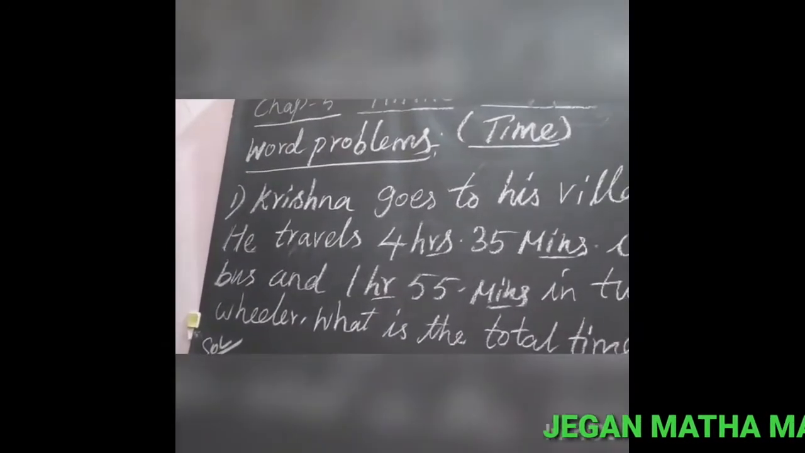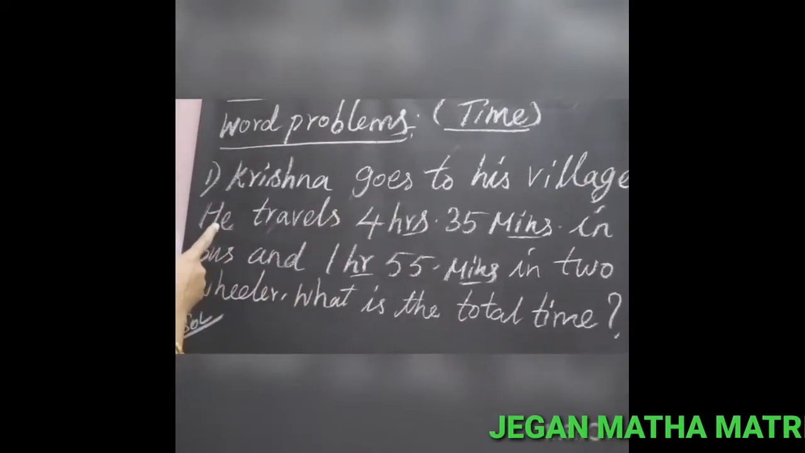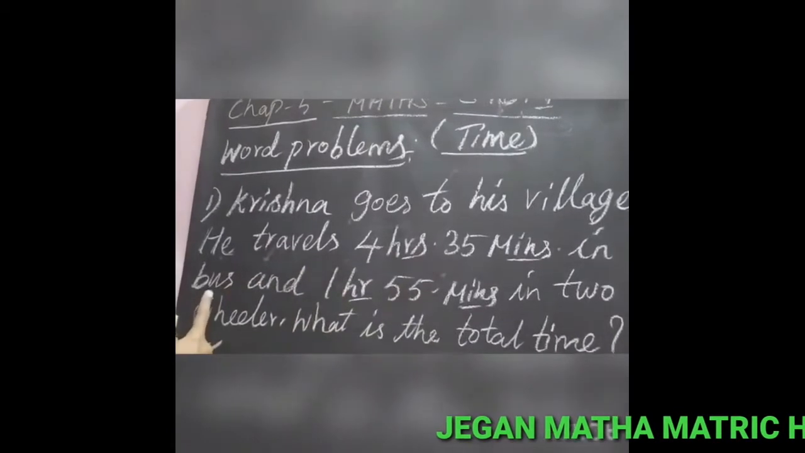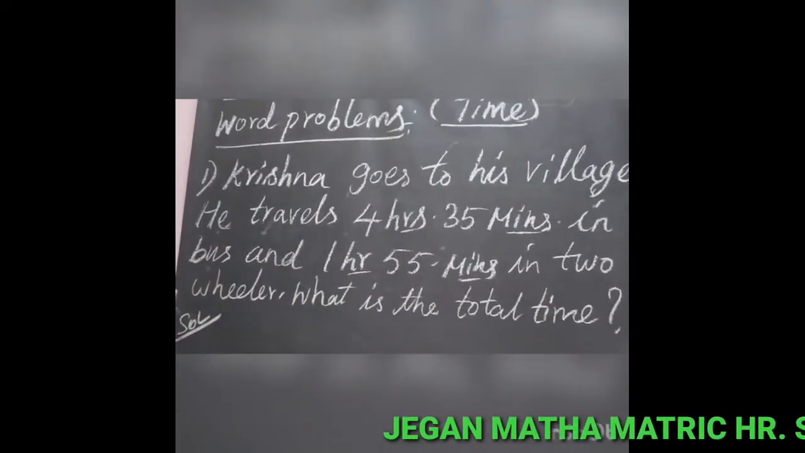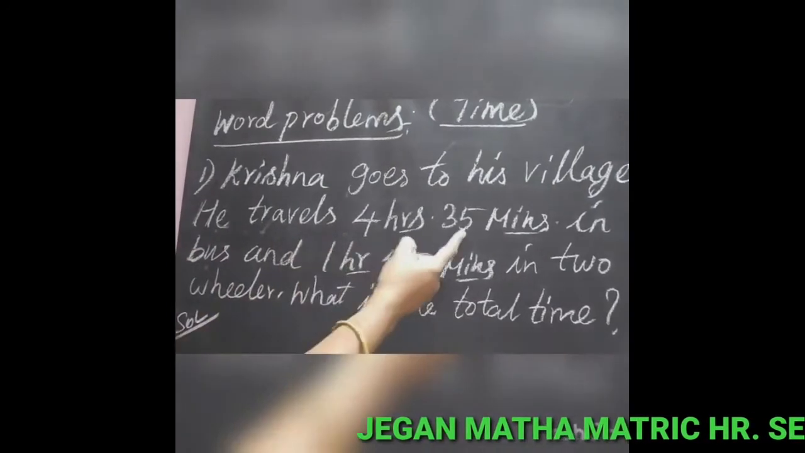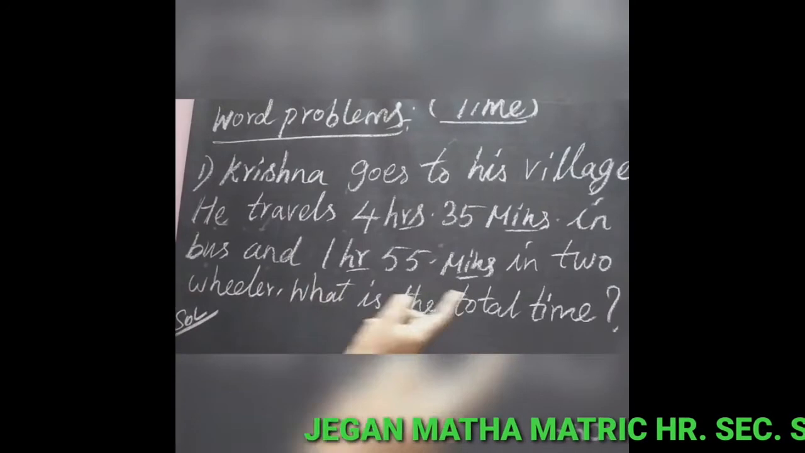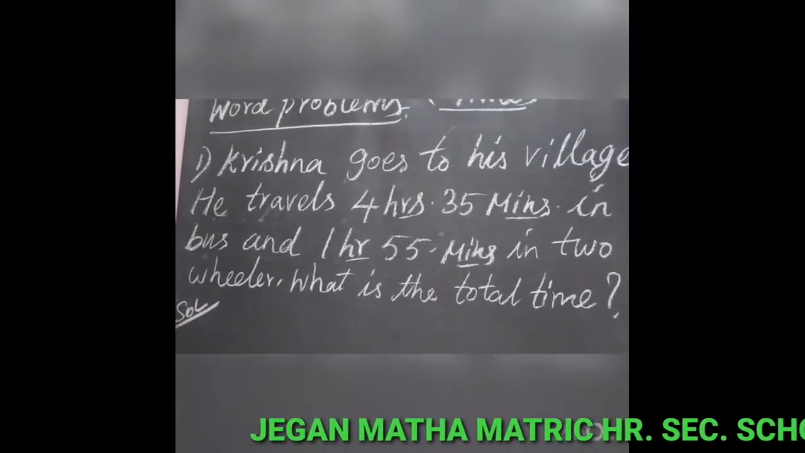See, the first sum given is: Krishna goes to his village. He travels 4 hours 35 minutes in a bus and 1 hour 55 minutes in a two-wheeler. What is the total time? That is the given question.